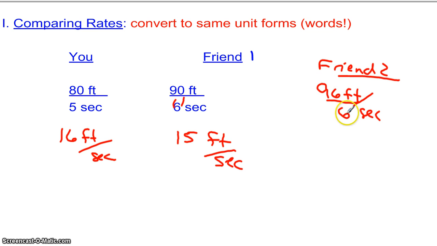And let's see what friend 2 does. When we do this division, 6 goes into 9 once, right? And we would have 36 left. 6 goes into the 36, 6 times. So we have 16 feet per second. So we could say that friend 2 is running as fast as you, right? You're both running 16 feet per second. The original rate was not a unit rate, so it looks different. It's hard to compare 80 feet per 5 seconds to 96 feet per 6 seconds. But look how easy it is to compare our unit rates. So that's the goal today, converting things to unit rates and then in some cases comparing things.